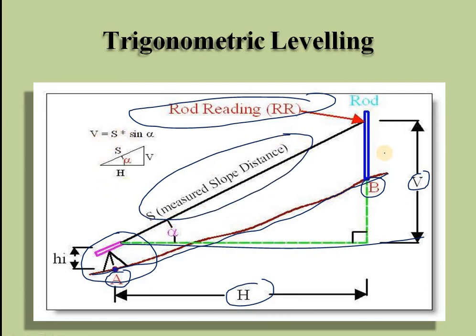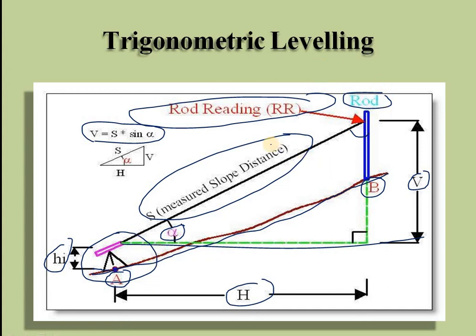To get V, you have the formula V = S sin α. Alpha is the angle of the object, in degrees, minutes and seconds. This is the measuring rod, or any leveling staff, or theodolite or total station rod. And HI is the height of the instrument, from the center of the line of collimation to the bottom level of the ground.